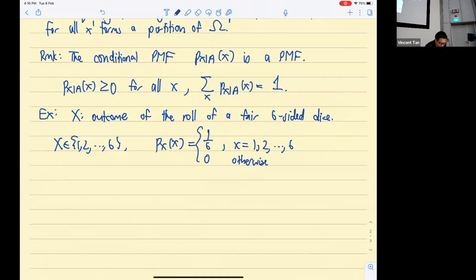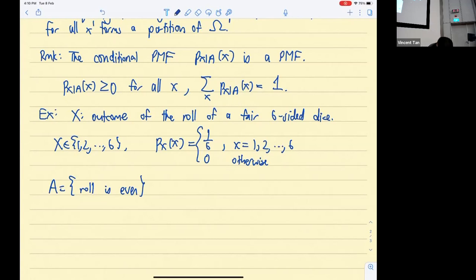But suppose Oliver came to tell me that he rolled the die and he saw it, but he didn't tell me the number. He told me some side information: the outcome is even. He didn't tell me the exact number, only this. Then how does that change my belief about the random outcome of this fair six-sided die? Clearly, if Oliver is not lying, then I know that X cannot be 1, 3, 5.